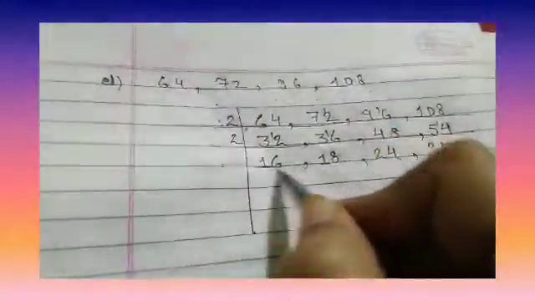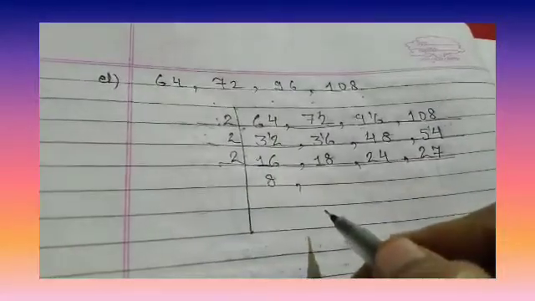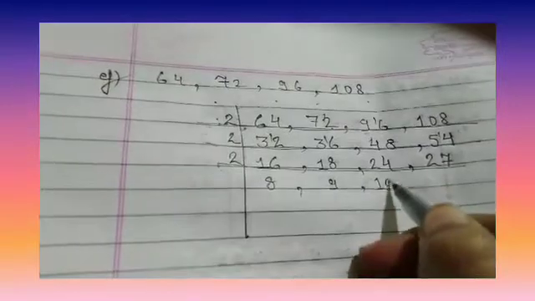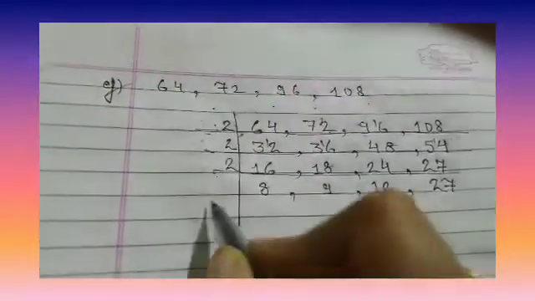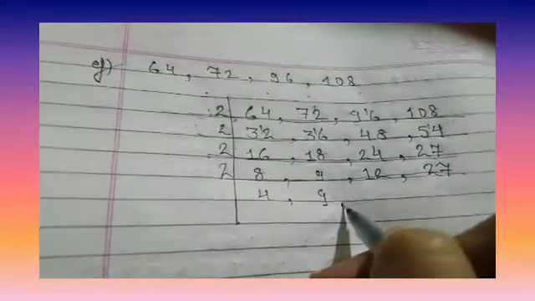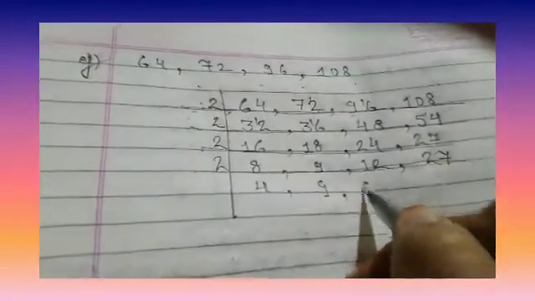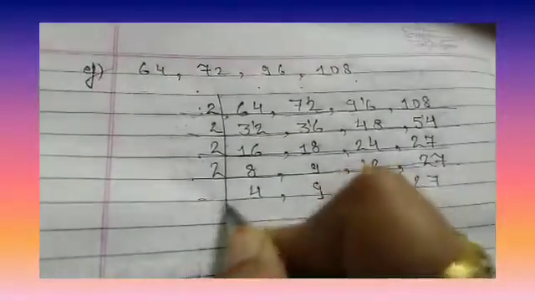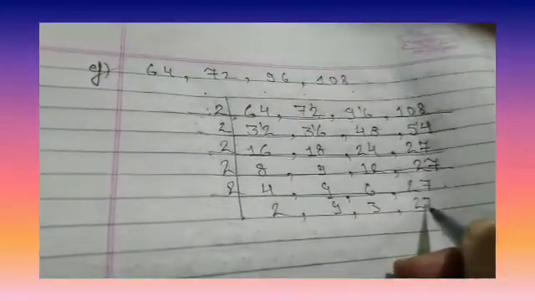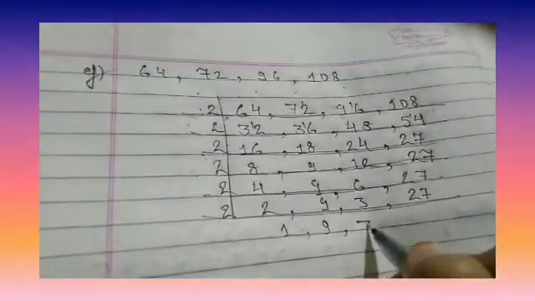Okay. Now this will again go by 2. 2 8s are 16, 2 9s are 18, 2 1s are 2, 2 2s are 4, 27 we will write as it is because it does not go by 2. Again with 2, 2 4s are 8, 9 we will write as it is because it does not go by 2. 2 6s are 12, 27 as it is because it does not go by 2. Again with 2, 2 2s are 4, 9 as it is, 2 3s are 6, 27 as it is. Again with 2, 2 1s are 2, 9 as it is, 3 as it is, 27 as it is.